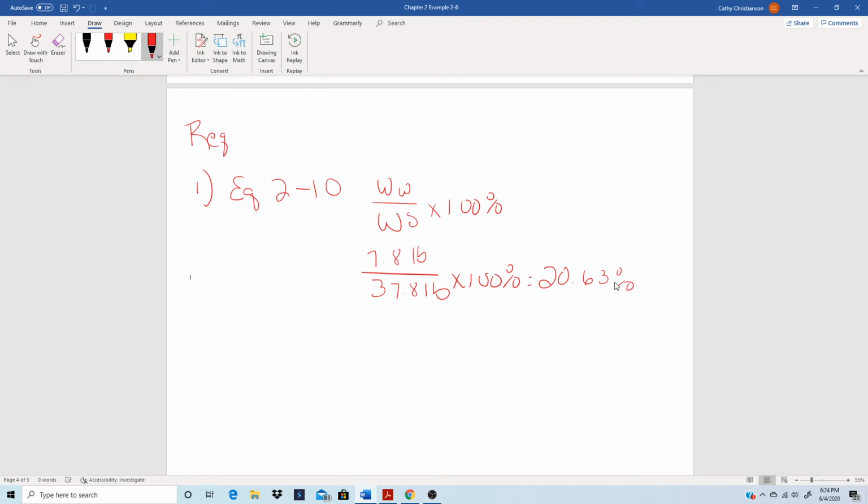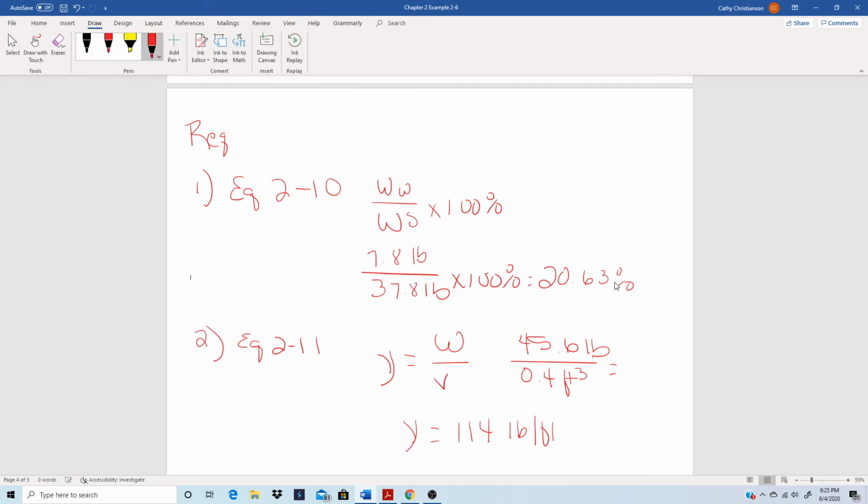Second thing they want is unit weight of the moist soil. And unit weight of moist soil will be equation 211, which looks like this. That's a unit weight. W over V. So our W is our total weight, which is the 45.6 pounds that was given, divided by the volume, which was given, 0.4 cubic feet. So 45.6 divided by 0.4 will give you 114 pounds per cubic foot.